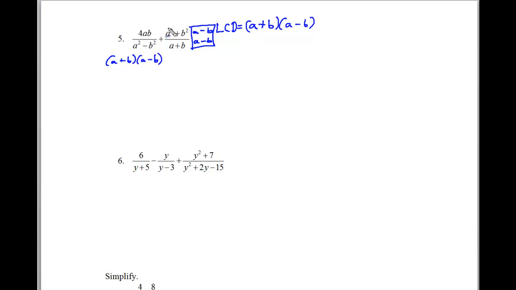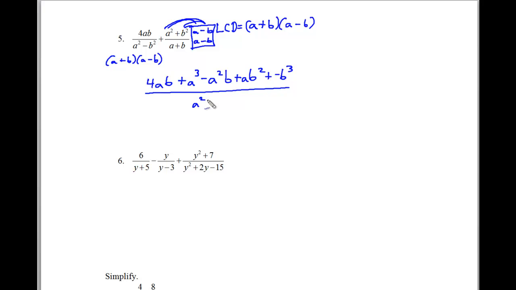So what this means is that we're going to need to FOIL this. My 4ab is going to be added to the FOIL of this, which is going to be a cubed minus a squared b. That's the first two parts of the FOIL, plus ab squared plus a negative b cubed. So that's my 4 parts of the FOIL there, making sure my pluses and minuses and negatives are correct. And this is all going to be over a plus b, a minus b. I can write that as either a plus b, a minus b, or a squared minus b squared.